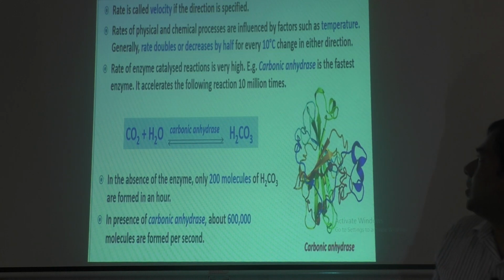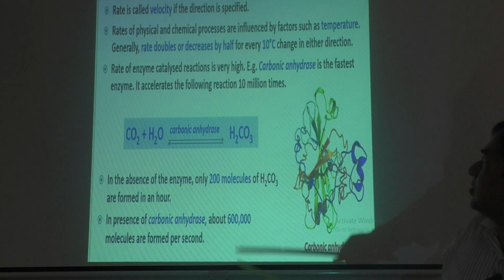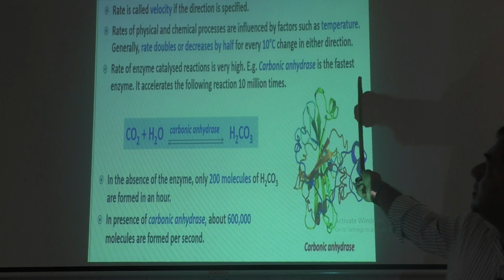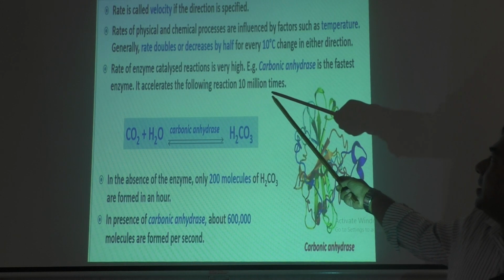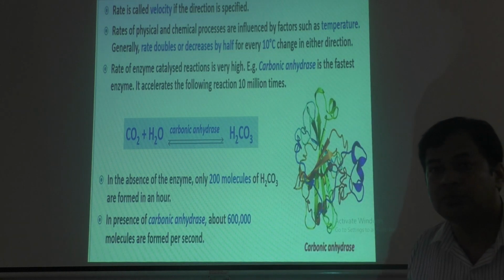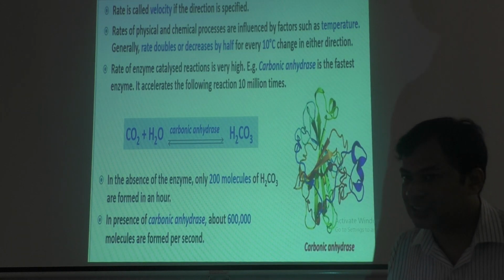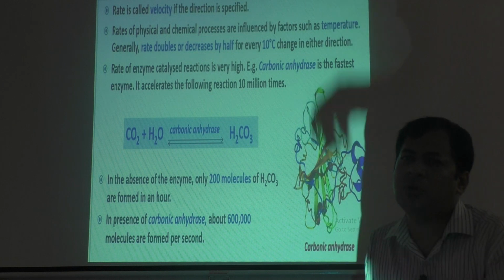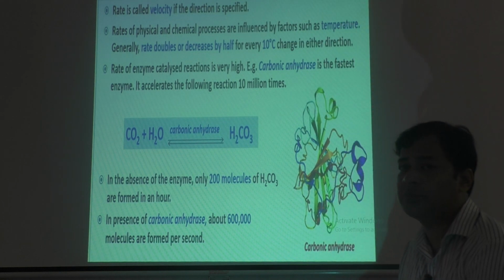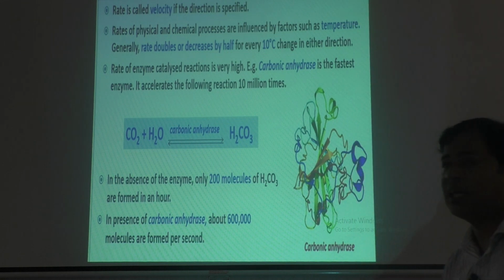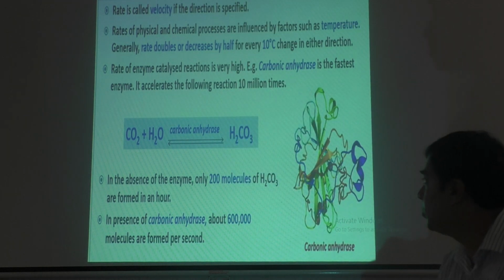We will take an example, which you already know from transport of carbon dioxide. Carbonic anhydrase is the fastest enzyme. It accelerates the following reaction 10 million times. Do you believe it? When the enzyme is there. If the enzyme is not there, the reaction can happen only very slowly. This is how many times more? 10 million times more.